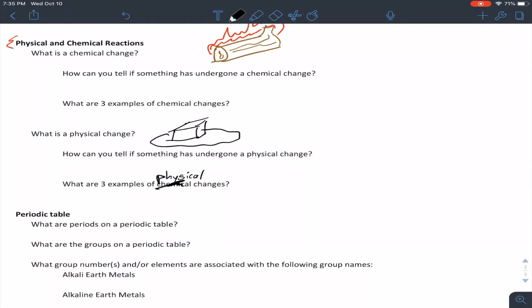A physical change is just a change in the appearance, the size, the shape, or the phase of an object. So how can we tell if it's undergone a physical change? Well, the size had to change, the color could change, the phase, so it could go from solid to liquid, liquid to gas, gas to solid, whatever way you want to bounce around. But the big thing is it's still the same substance. So even if we melt an ice cube, it's still water. It's not a new substance, it's still water.